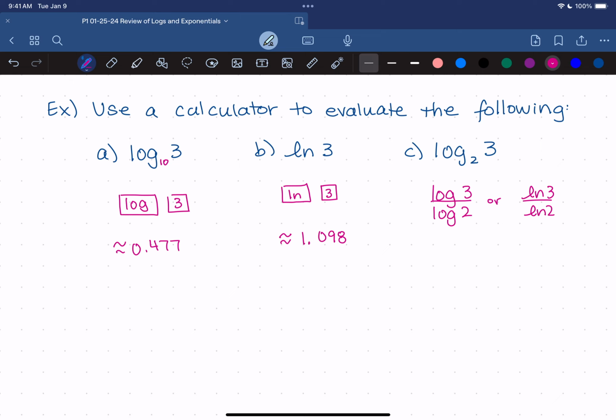And I encourage you to try both of them. You'll see you get the same exact answer. And the answer is approximately 1.584. And that's it. So I'm going to go ahead and just show you really quickly on the calculator, and then we'll move on.